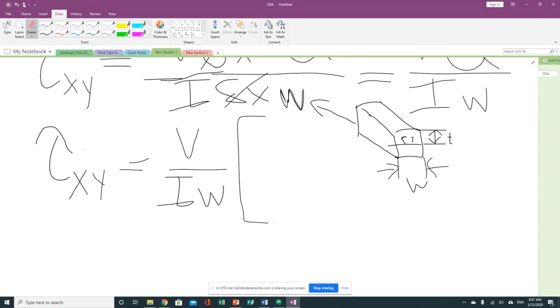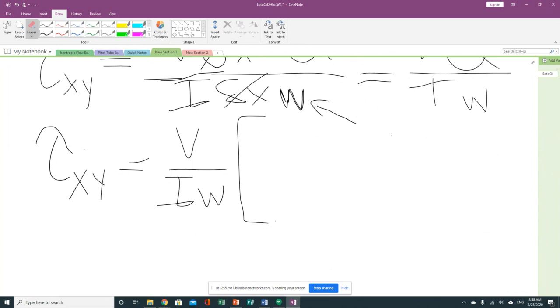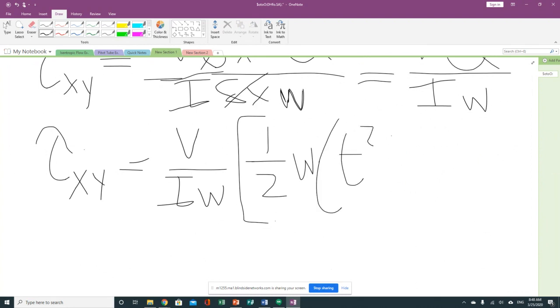So anyhow, W is the width of the beam. If I have my trusty I-beam, that's my W, and that's my T. So if I take my expression for Q from before, I'm just going to substitute that in and simplify it a bit. It comes out as something like 1/2 W times T squared minus Y squared, if you do the factorization.